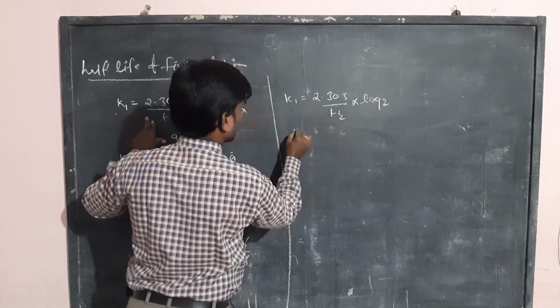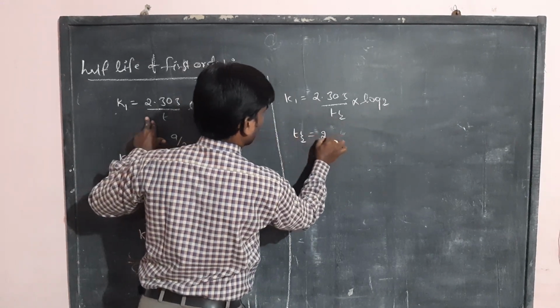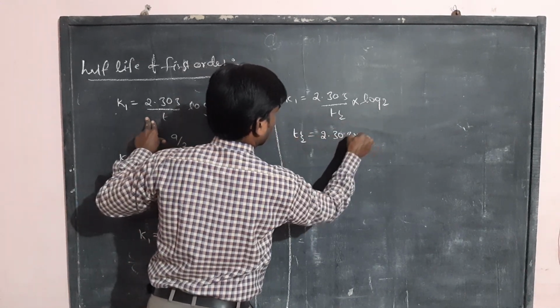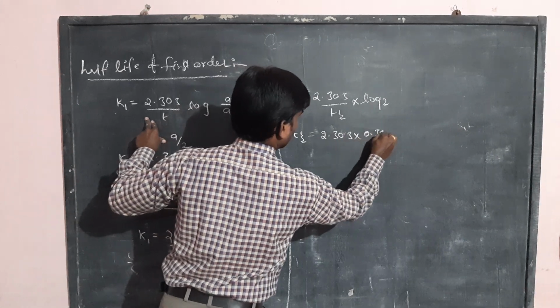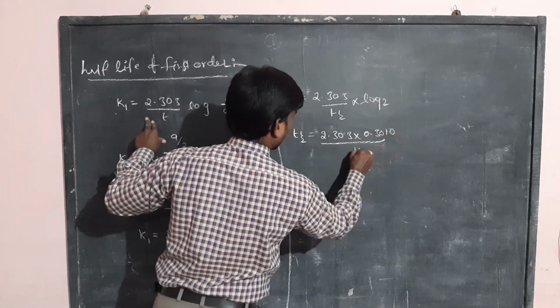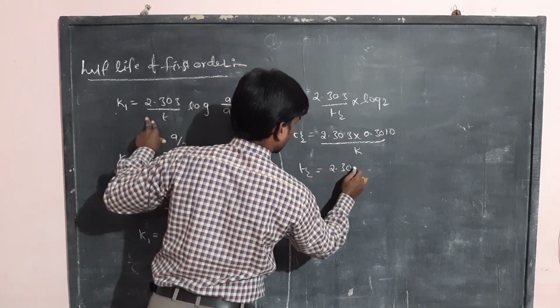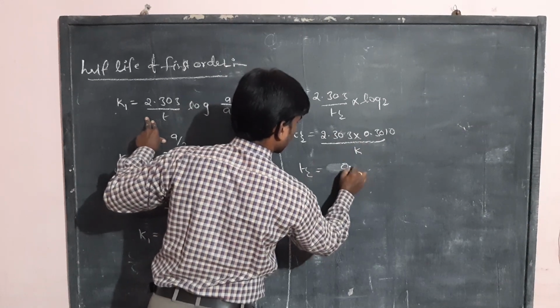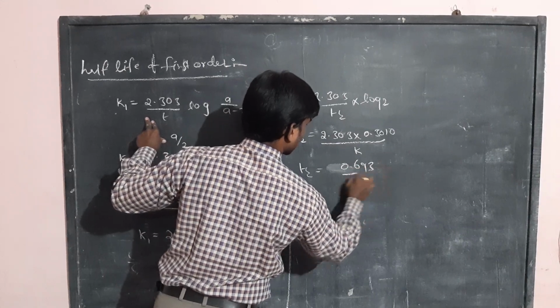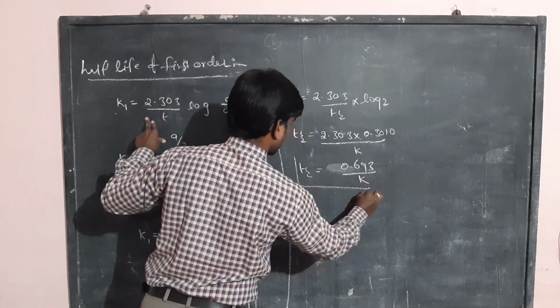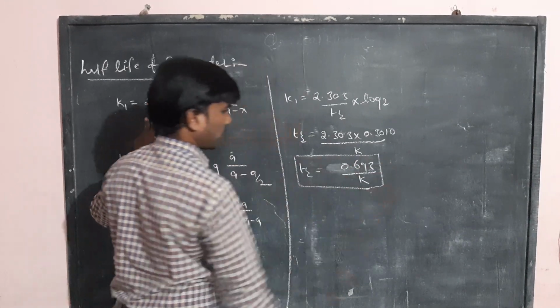So you take t half to this side, then t half is equal to 2.303, log 2 value 0.3010, by k. So t half is equal to 2.303 into 0.3010, which is 0.693 by k. So this is the half-life of a first order reaction.